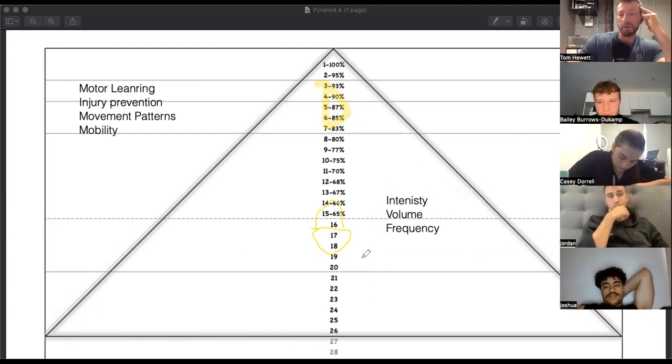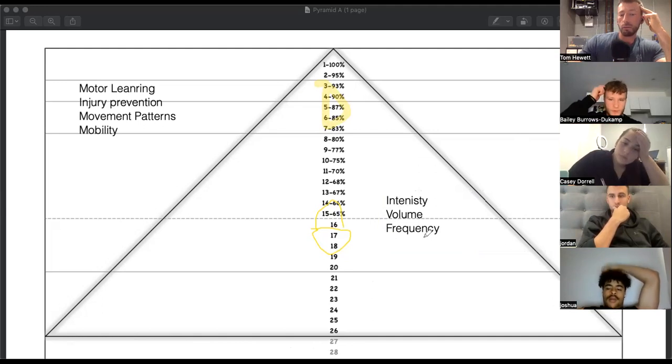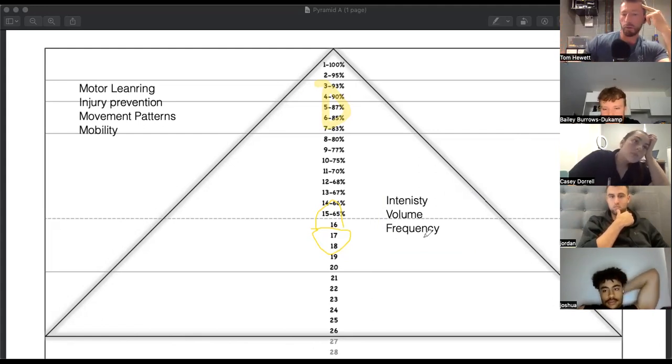Volume refers to the amount of work that they're doing in terms of reps and sets. So how many reps and how many sets of said reps. So how much work are they doing? Frequency refers to how frequently you're training a body part or a movement pattern within the microcycle of training, within the weekly block of training.